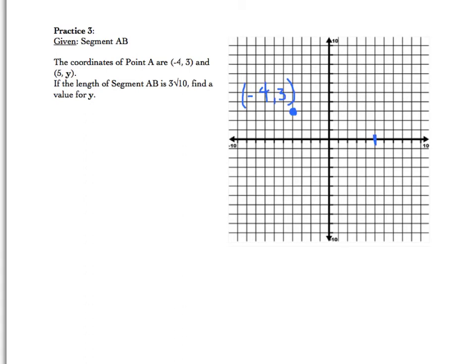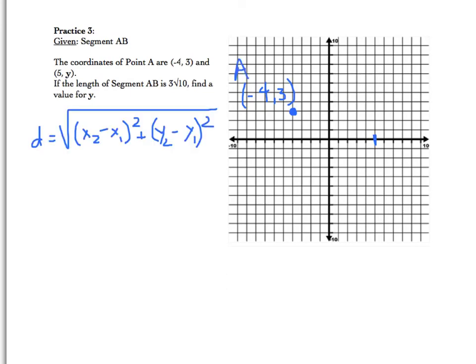I'm having a small issue here. I plotted my first point. Here's point A, negative 4, 3. And then I know that the other one occurs at 5 comma something. So here's the x equals 5 line, but I'm not really sure where to put the point. And so now I'm going to go and look at this. Let's go ahead and write the distance formula down.